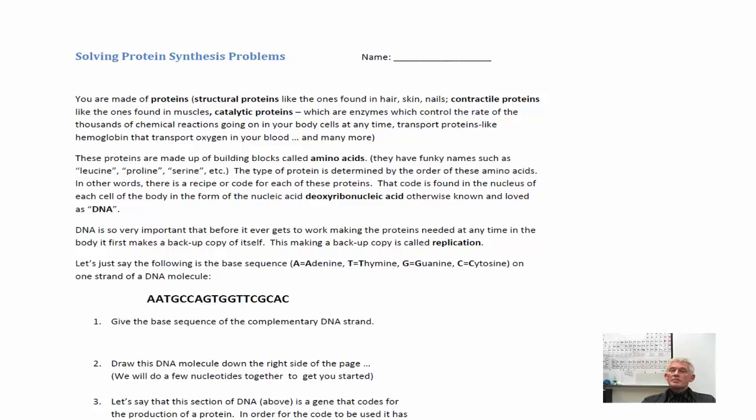Welcome to solving protein synthesis problems. This is probably the most challenging aspect of this section of the unit. And if you find it that challenging, I highly encourage you to make sure you watch the previous podcast, watch some of the crash course videos on DNA and RNA, watch the protein synthesis ones, because that's really what this is all about, is how that nucleus with its code is actually translated into the specific proteins that you need.